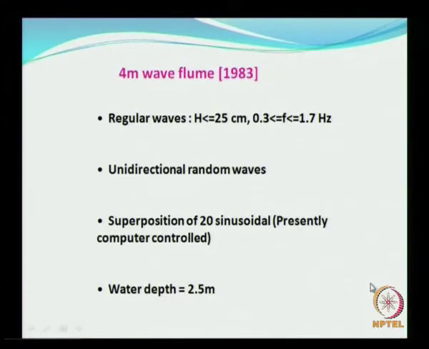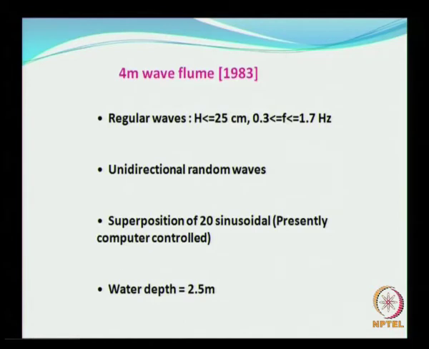So now the 4 meter wave flume, this is 4 meter wide wave flume. It can generate regular waves up to about 25 centimeters. Then the frequency range is similar to that of the old flume wave maker, and it can generate only unidirectional random waves. When I say random waves, it also includes regular waves.